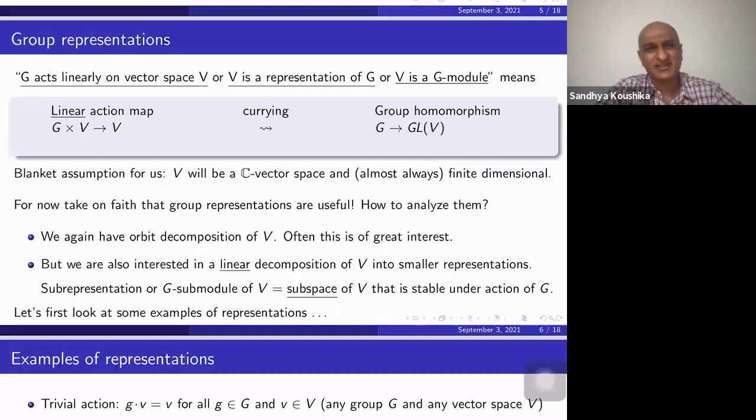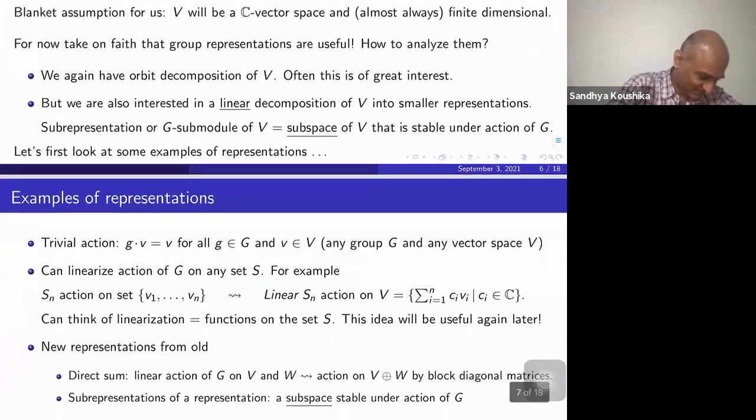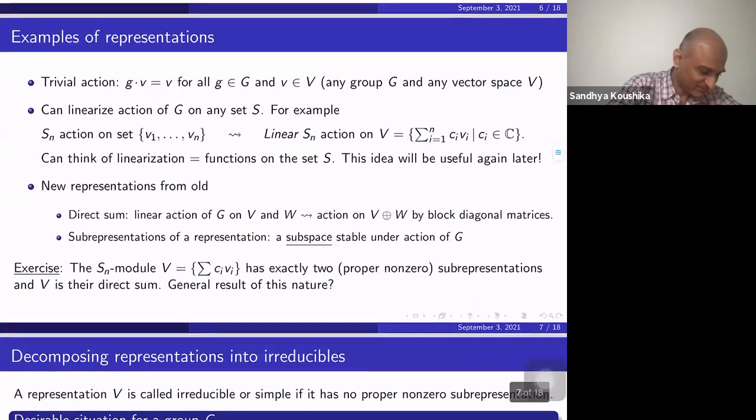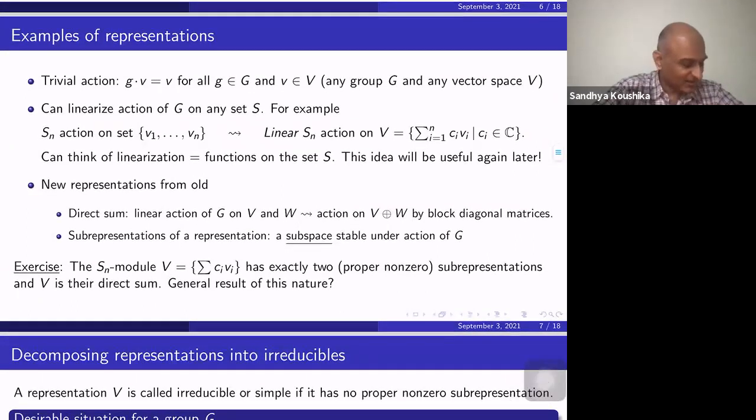Now this word representation is a very odd one, and if you have to keep talking about it again and again, representation of a group is quite a mouthful. So people often say G module. Anyway, let's look at some examples. The very first examples to visit are the ones that we had earlier for group actions. The trivial action is when G acts as identity on any element of the vector space. So it is still the identity map. The identity map is linear.